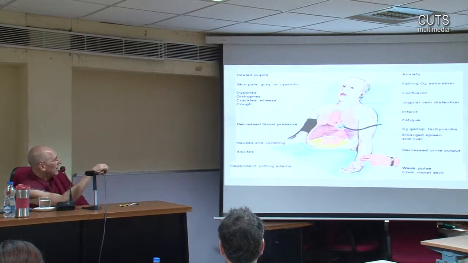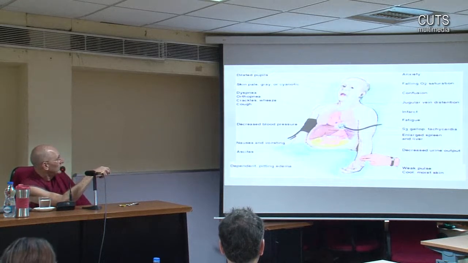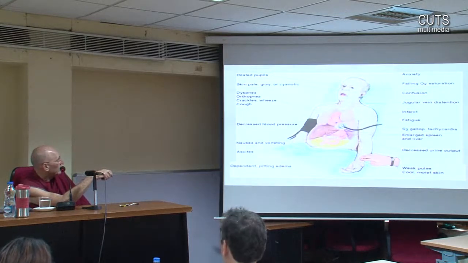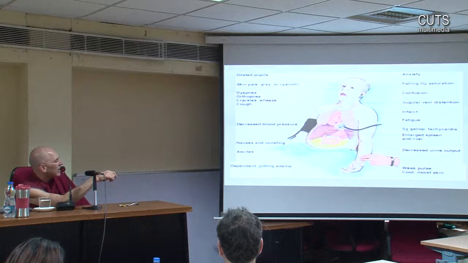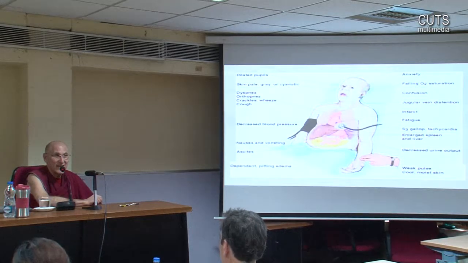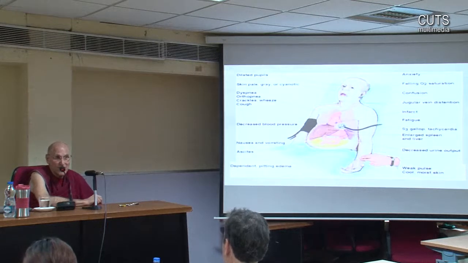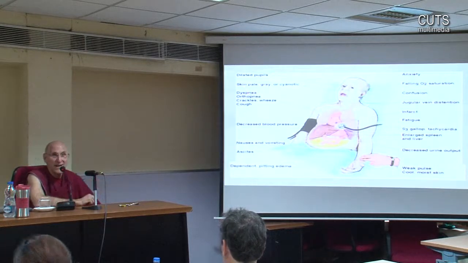Here's just another kind of diagram or drawing for heart failure. Some of these are not so important, like dilated pupils. The color of the skin might be a little bluish, usually not. It's only in a very sick patient. Dyspnea. What's dyspnea? What's dys? Trouble, difficulty. Yeah. And pnea means what? P-N-E-A means lungs. So difficulty breathing.